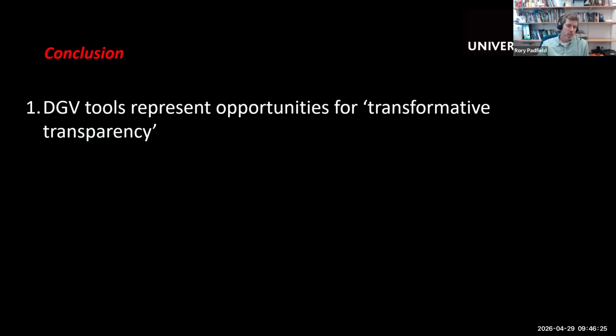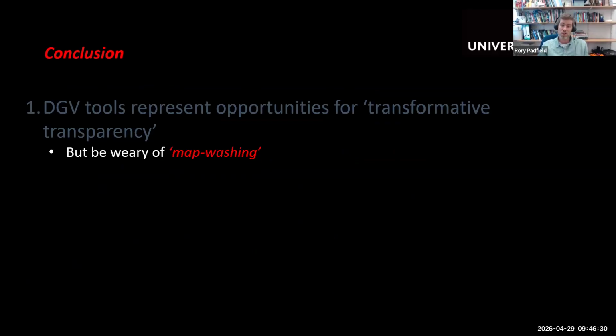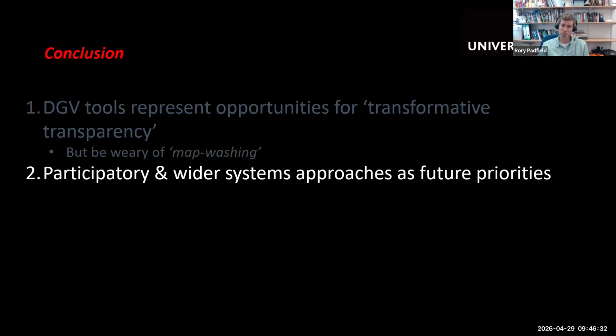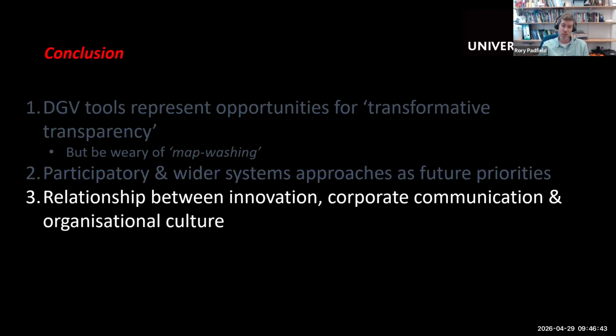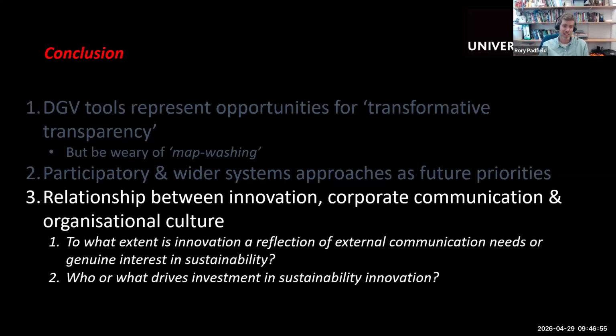As a conclusion, they certainly represent opportunities for transformative transparency, but we must be wary of map washing. I think participatory and wider systems approaches are future priorities, whether that's in the research of these tools or the further development of these tools. And I think the bigger questions around the relationship between innovation, corporate communication, and organizational culture are worth pursuing, not just in palm oil, but more generally.